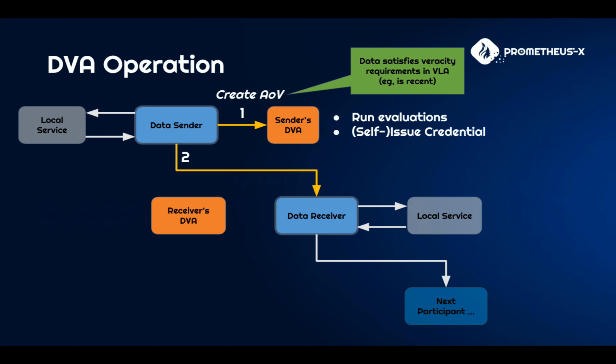Upon receiving the data, but before continuing the data processing, the receiver turns to its local DVA instance to request a check of the data's veracity. At this point, the receiver's DVA service opens a secure channel directly with the sender's DVA, over which they request a verifiable presentation of the attestation of veracity verifiable credential.